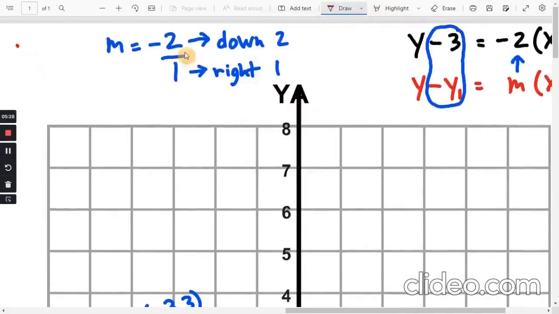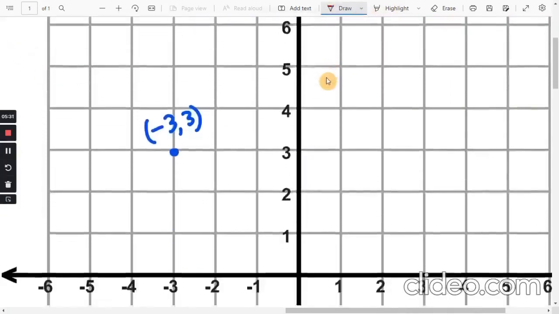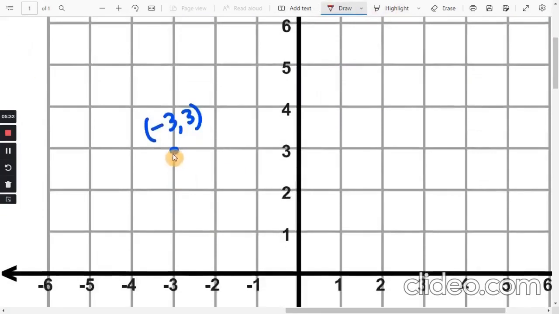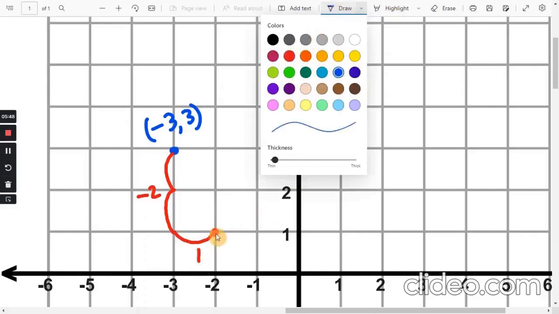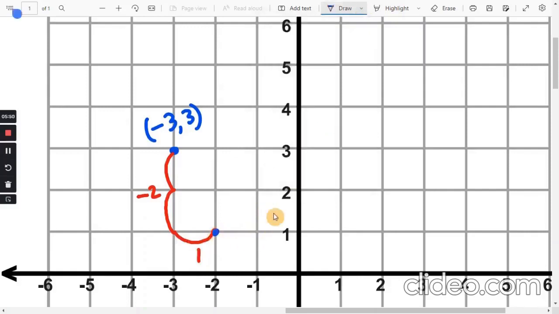And now we just need to apply the slope. We are going to go down 2 and right 1. So starting at this point, down 2. That's 1, 2. So we went down 2 and then right 1. Right 1 point. And that is the other point right there. I'll do that in blue. And if you want to do one more, you certainly can.